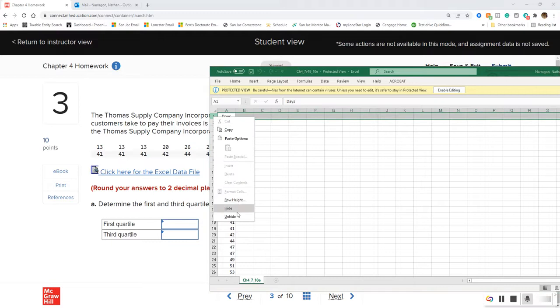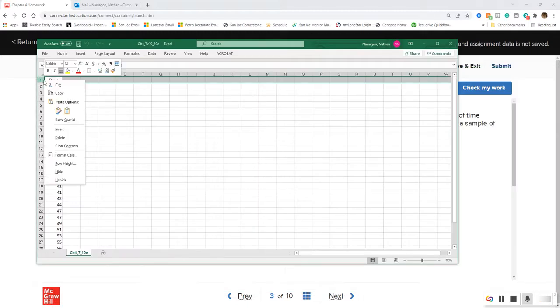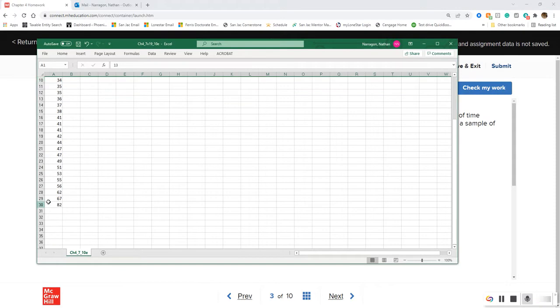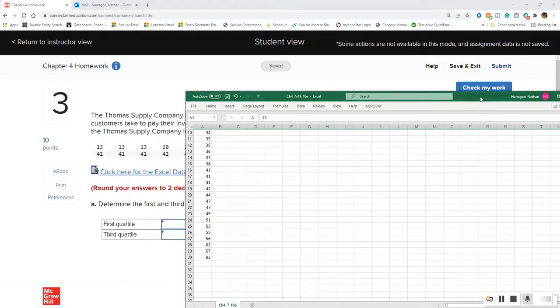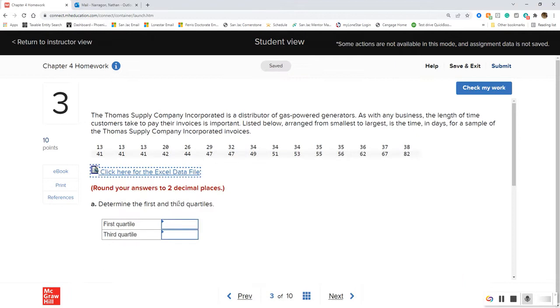So I'm going to, gotta remember to hit enable edit. Delete that. So I start with 1. And this shows I have 30 numbers. Okay. We're not looking for the median. So first and third quartiles.